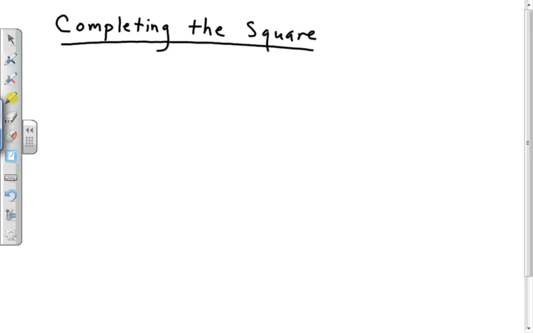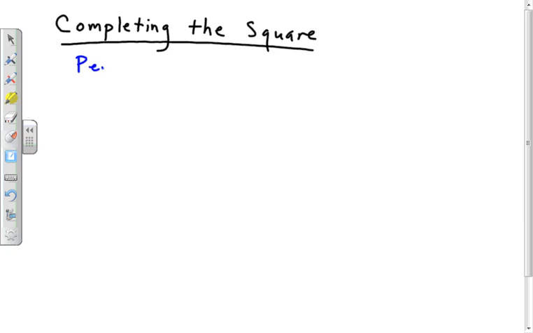Okay, so today we're going to learn how to complete the square, which is a technique that will help us not only in factoring quadratic equations, but also in deriving the quadratic formula. So let's take a look at something first that we need to review, which are perfect square trinomials.